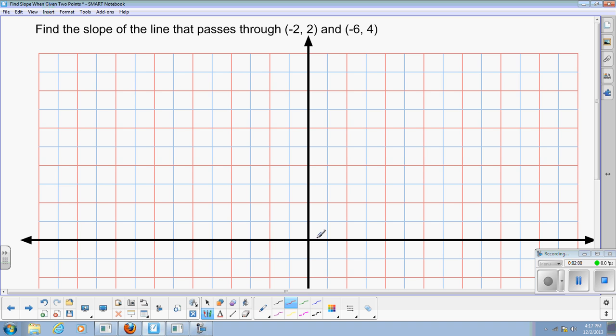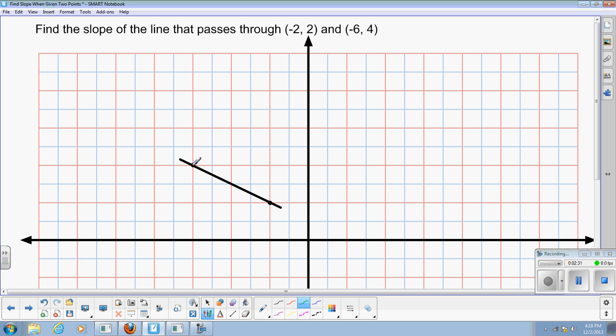Negative 2, 2, so let's see, go to my origin, left 2, up 2, and I need to put a dot in there. So I want a dot right on this spot for (-2, 2). Then I need to have another dot at (-6, 4): negative 2, negative 4, negative 6, and up 4 would put a dot here. Now let's draw in a line so we can then count our slope. Draw in a line, put it past both points a little bit. And now let's take a look at what our slope is going to be here.